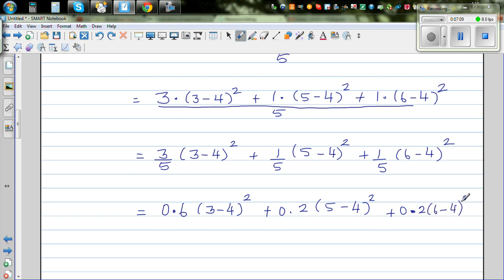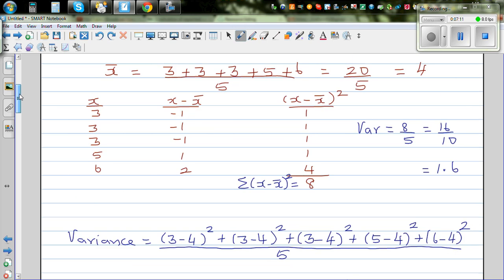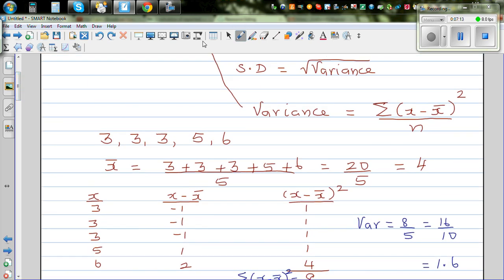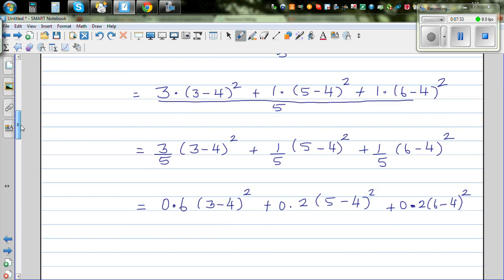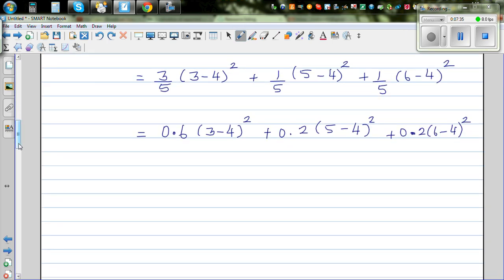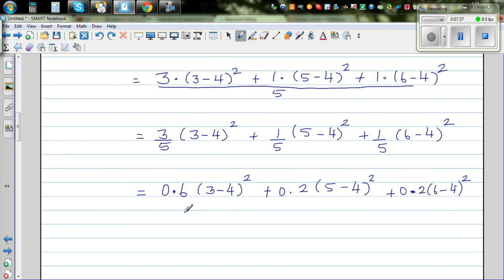Now, as I told you, your mean is nothing but, if this is your population, not your sample mean, you can call this your population, because you're talking about the whole population. So your x bar is nothing but your mu. So now if you look carefully, this is this.